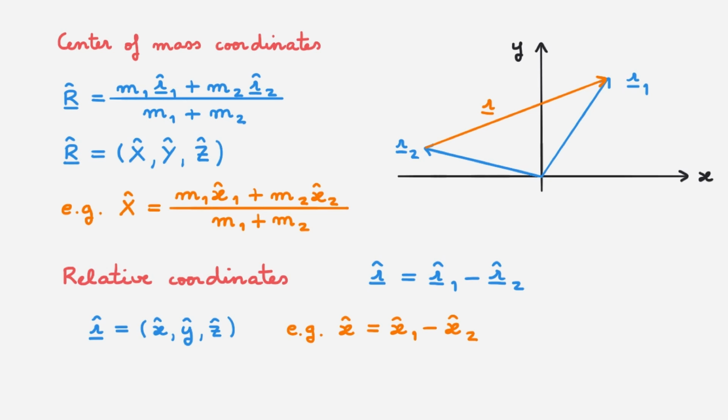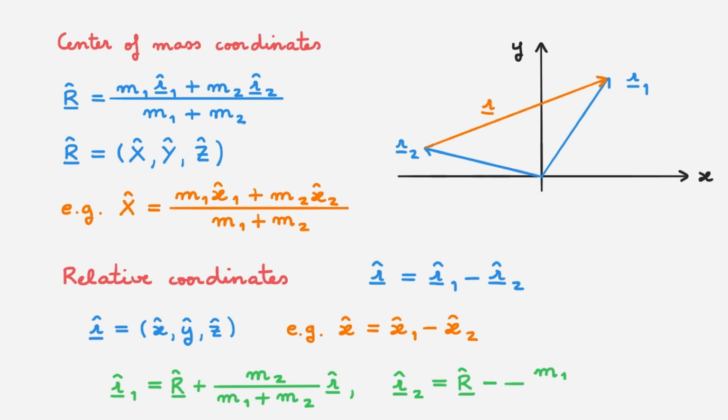And as an example, the x operator is given by this. We can easily invert these definitions to write the position of particle 1 in terms of the center of mass and relative coordinates, and the position of particle 2 also in terms of these new coordinates. And I will leave the proof of these expressions as an exercise for you.